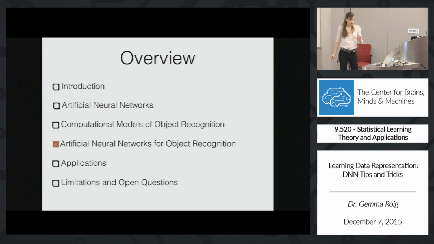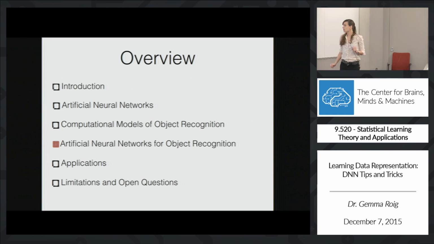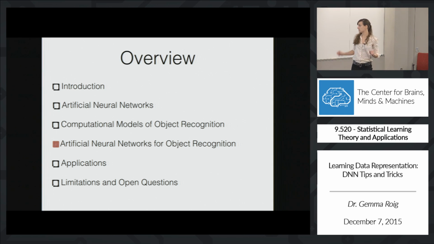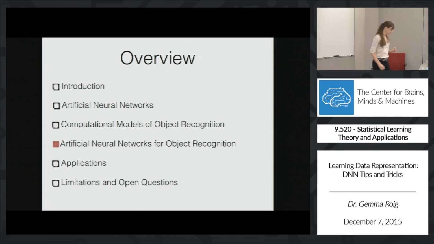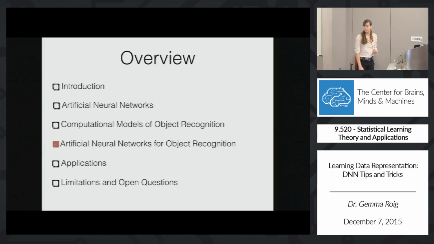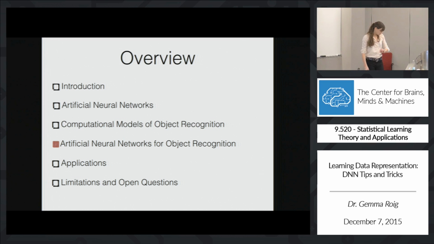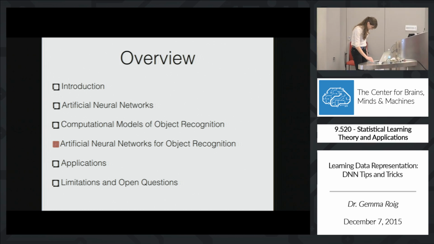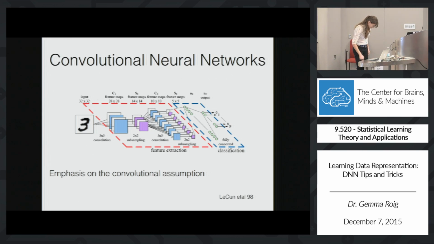Okay, so now that I have given you an overview of the computational models for object recognition, I'm going to introduce you to the deep neural networks that we use in computers. So the artificial neural networks, and specifically for object recognition.